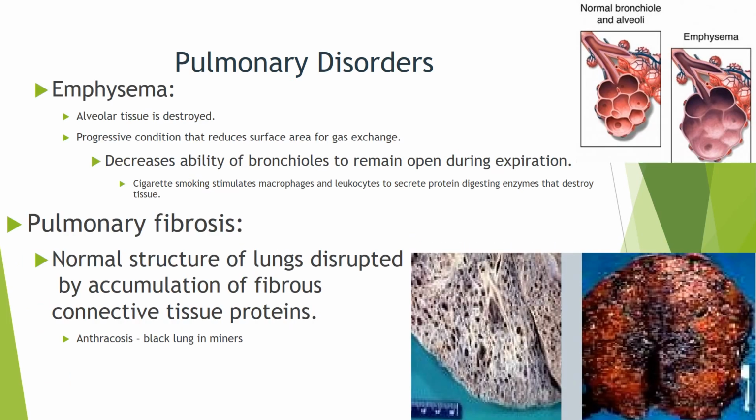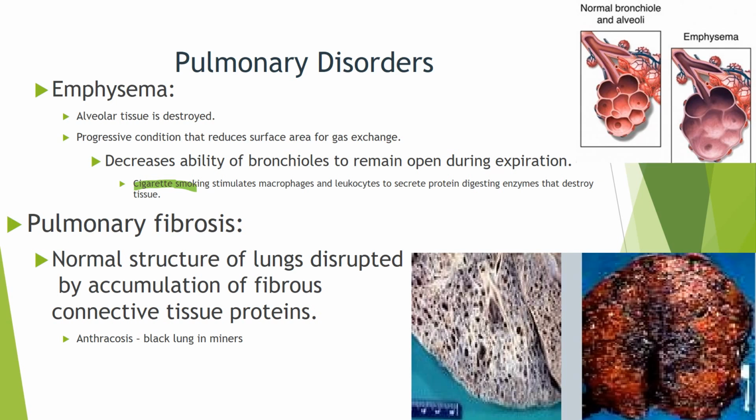Now, examples of restrictive pulmonary disorders include emphysema and pulmonary fibrosis. With emphysema, the alveolar tissue becomes destroyed and there is a progressive decrease in surface area for gas exchange. This is caused primarily by cigarettes. Smoking cigarettes and the tobacco there stimulates macrophages and leukocytes, the white blood cells, to secrete proteins that digest with their enzymes. What that does is decrease and eat up at that alveolar tissue.